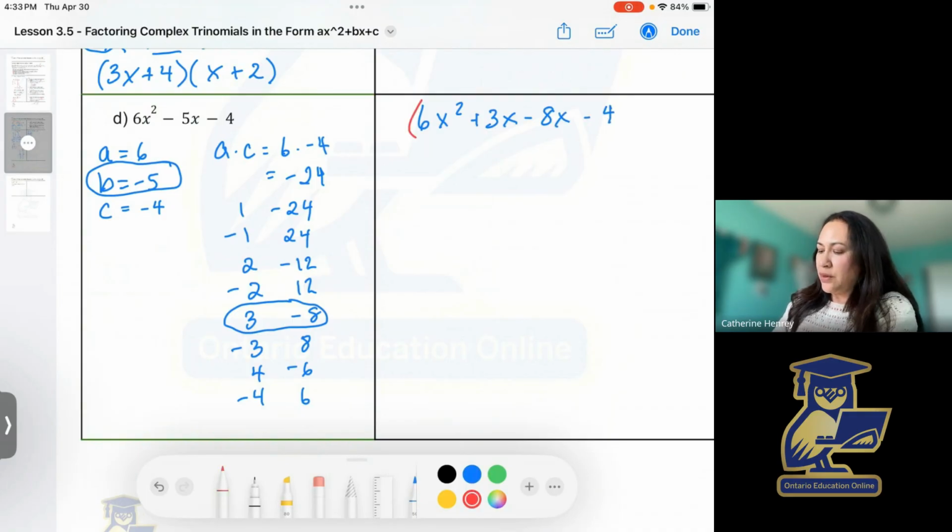Then we group. Now be careful of this negative sign here. I should probably include it.